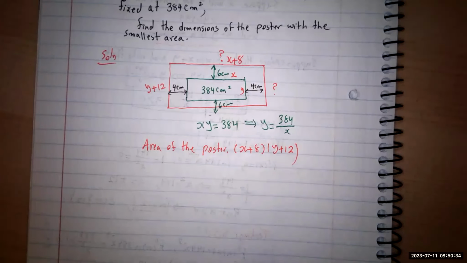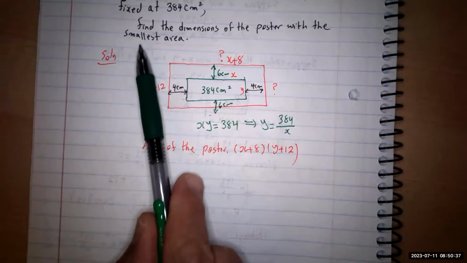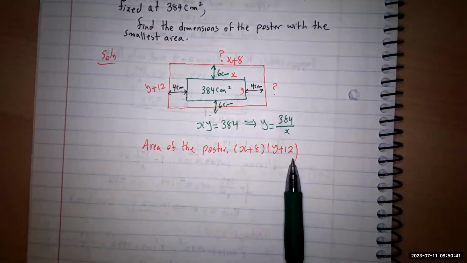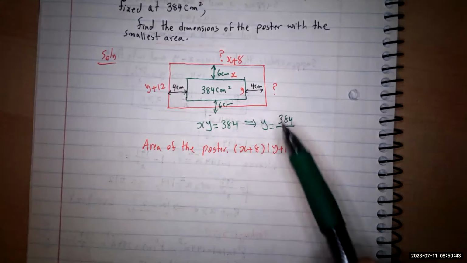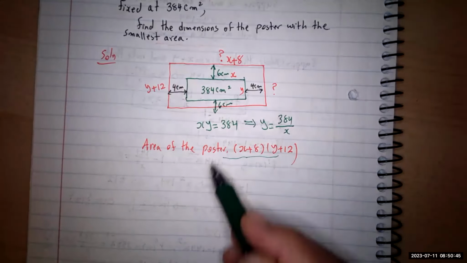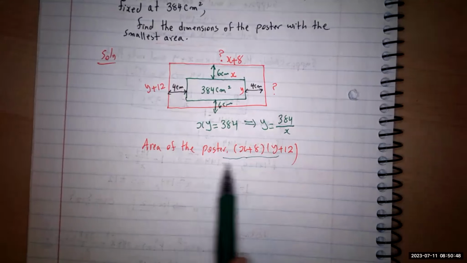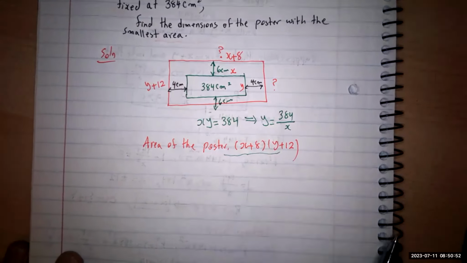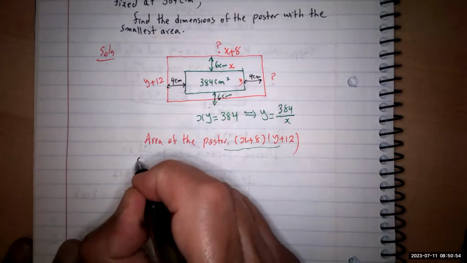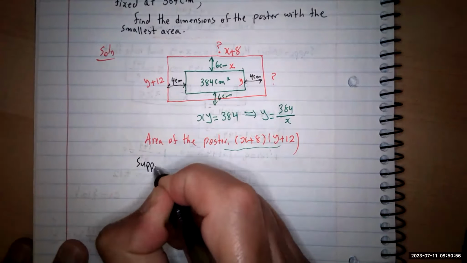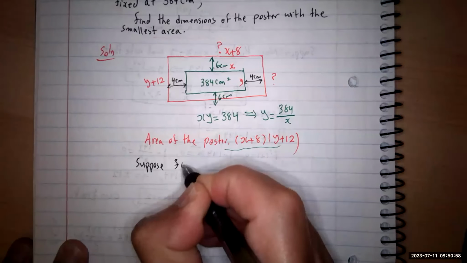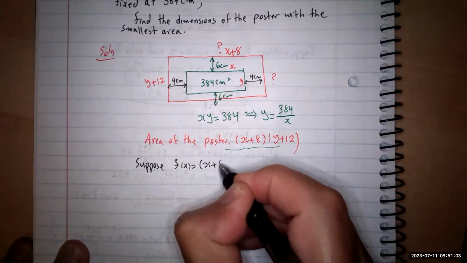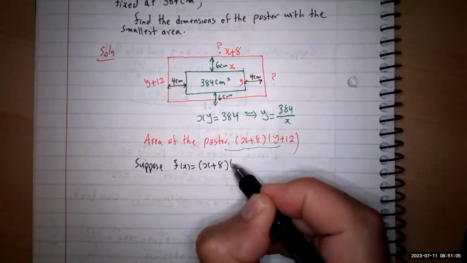Now, the quantity that you want to minimize is the area of the poster, which is this one. So your function, you see this is the quantity that you want to minimize. So your function, as usual, is going to be this quantity. So now we define our function. Okay, we say suppose the function now is this quantity, x plus 8 times y plus 12.